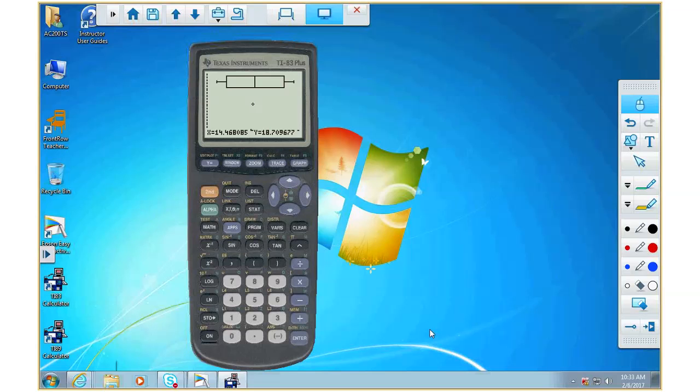Not a lot of people use that because it's not really that difficult to draw the box plot, so it's up to you what you want to do. And that's how you do regular variable statistics.